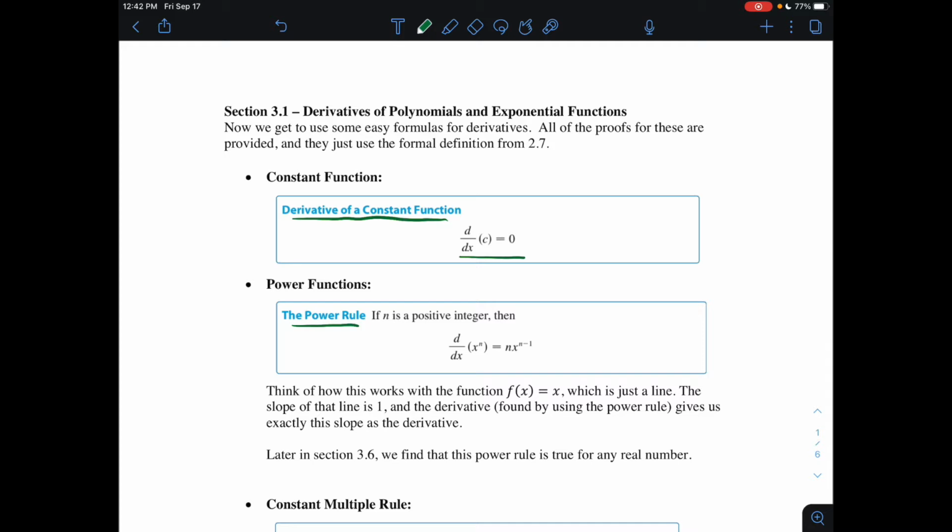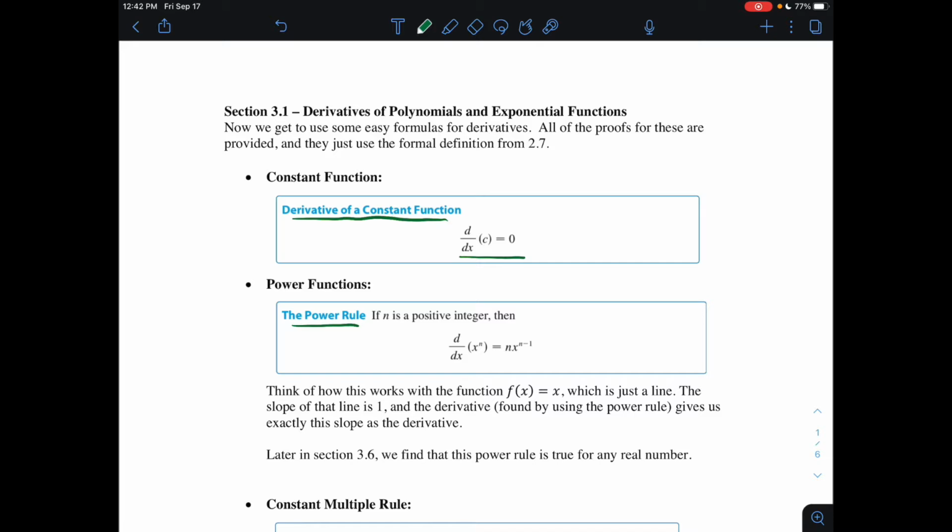I did an example at the end of section 2.8 where we noticed that when we started with a cubic and took the derivative, we knocked the degree down by 1, and we got a quadratic. And then when we took the derivative again, the degree went down by 1 again to a linear function. So the power rule is saying, we've noticed this pattern, and now let's just make it a rule. And this can be proven using the derivative definition.